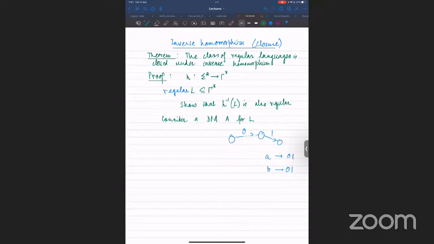I'm just considering only that part of the H which is from sigma to gamma star, right? Because from this you can construct the whole homomorphism. So it's sufficient to concentrate on this part. Now what do you do? Suppose you are right that there can be multiple things which map to this, but it's okay. You can still construct a DFA, right? You can have one transition on A, and another transition on B. Often we write it like this, A comma B.